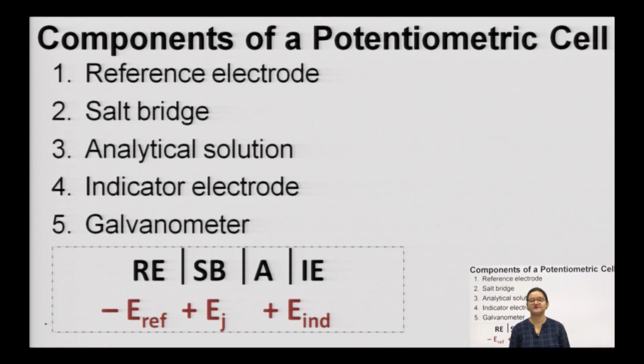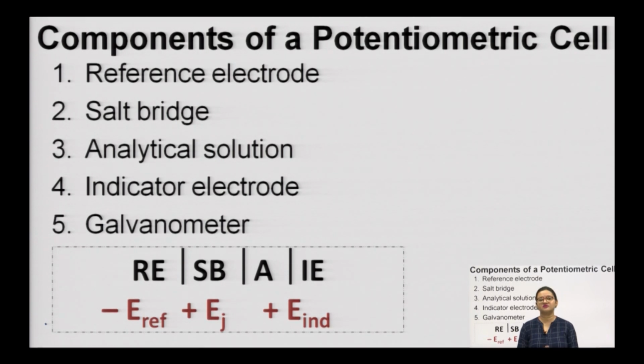Components of a potentiometric cell. First of all, we should study the components of a potentiometric cell. As I told you in my previous lecture, the two important components of a potentiometric cell are its electrodes: the indicator electrode as well as the reference electrode. The indicator electrode is the electrode which is directly related to the analytical concentration. It changes its potential over the change in concentration of the analyte, whereas the reference electrode remains stable, insensitive to the concentration of the analytical solution or the test solution.